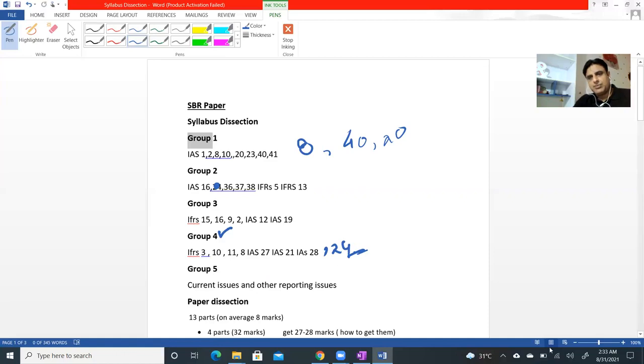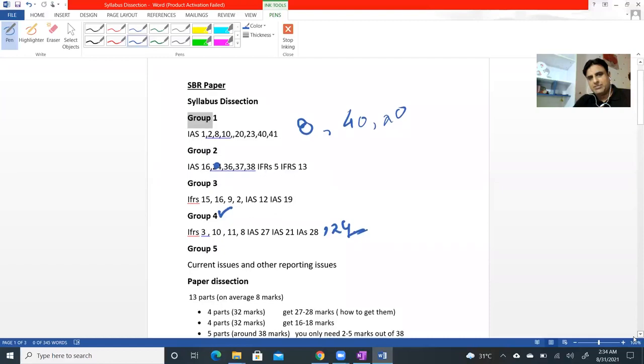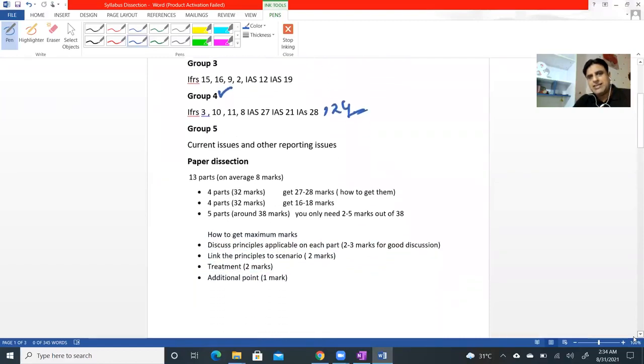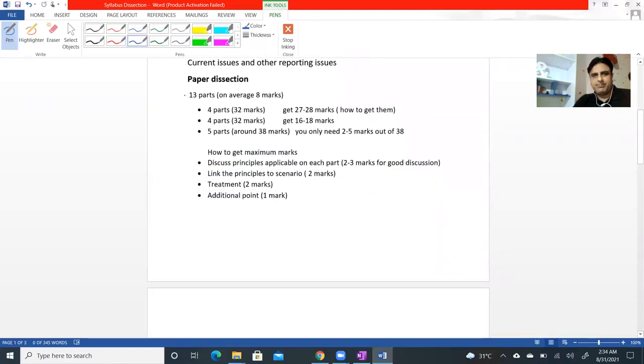So this was the first portion in which we have dissected the syllabus of SBR. Now I will dissect the paper. As you know that we have 4 questions in this paper. Question 1, 30 marks, 28 to 30 marks. Question 2, 20 marks. This makes section A. Then we have section B, question 3 and question 4, 25 marks each.